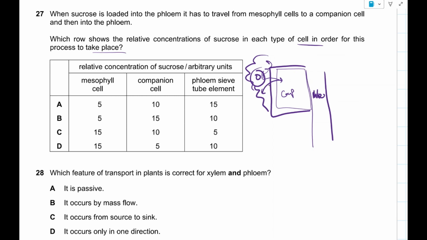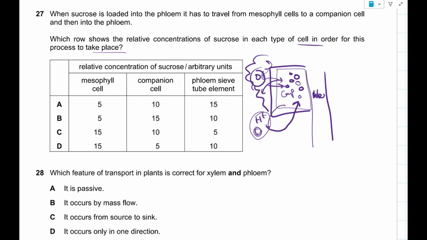Now this active process, going back in through a carrier protein, creates a higher concentration of sucrose inside the companion cells. So companion cells must always have the highest concentration of sucrose due to the active process of pumping out hydrogen ions and then the passive process of these hydrogen ions going back in with sucrose inside the companion cells by facilitated diffusion. Therefore, the sucrose goes against the concentration gradient. Therefore, sucrose accumulates in the companion cells.